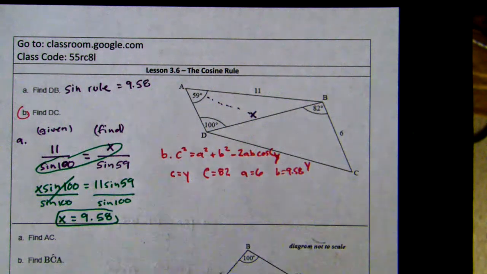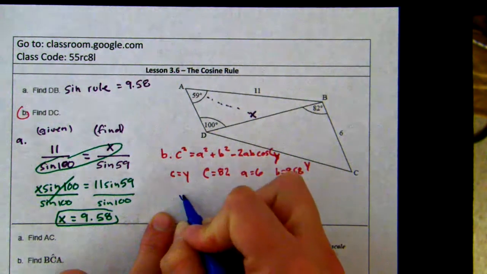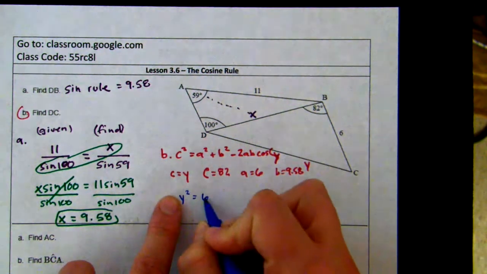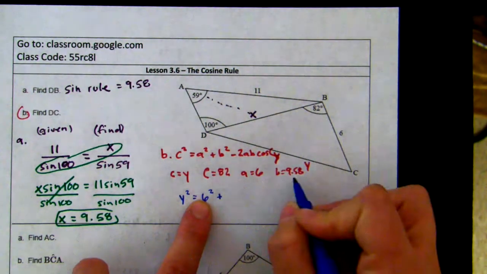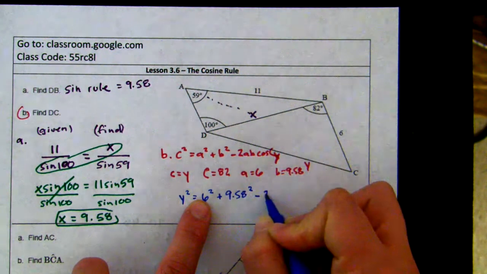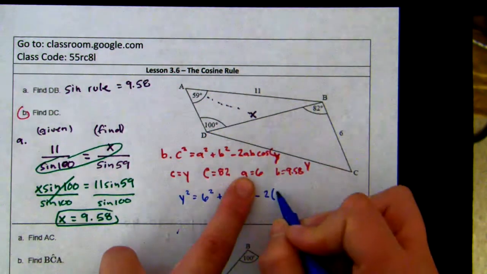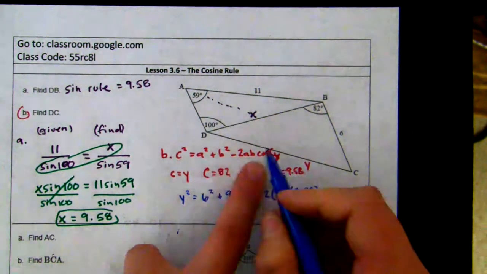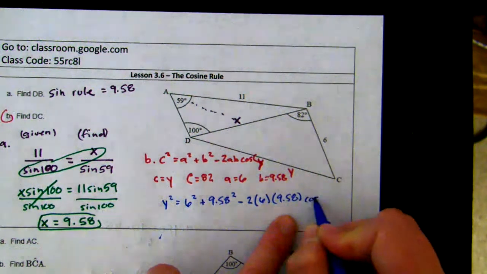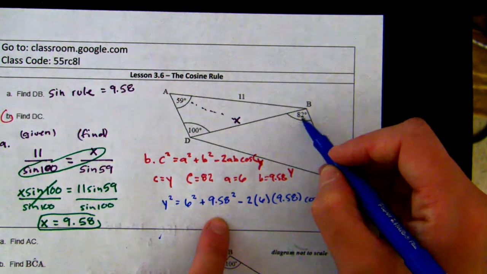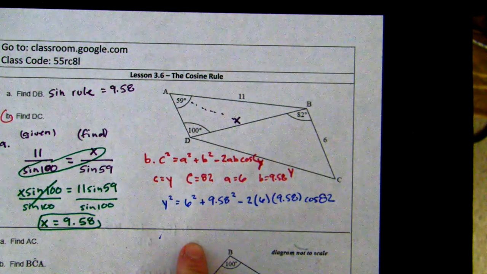So I'm going to plug in what I know. I don't know the value of y yet, so I get y squared is equal to A, I said was 6 squared, plus B, I said was 9.58 squared, minus 2 times A, which is 6, B, which is 9.58, and then cosine C, I said the angle measure I'm using is 82 because it's the opposite angle of the side we're trying to find.